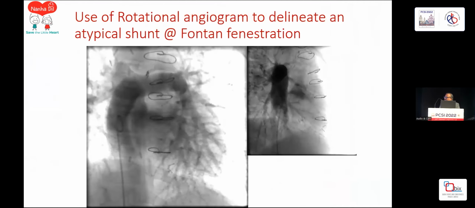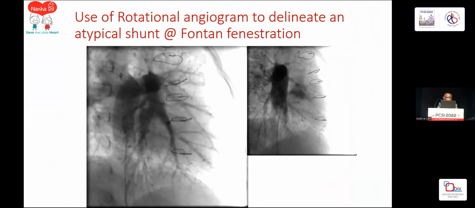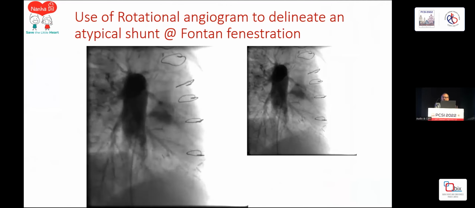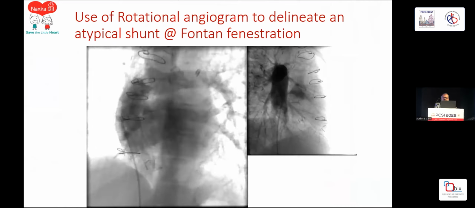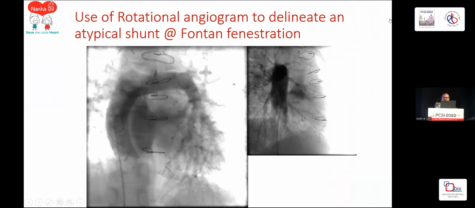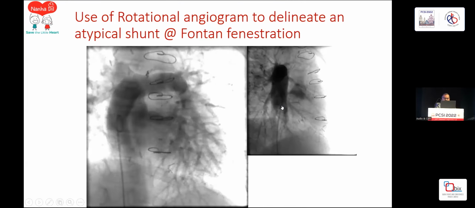This is an add-on thing. In atypical shunts, we don't know what exactly is the position of that communication. So rotational angiogram definitely helps to know where exactly it is. In the best plane, we can freeze and try to cross-check. So you can see the best position, which helps us to cross the fistula very well.